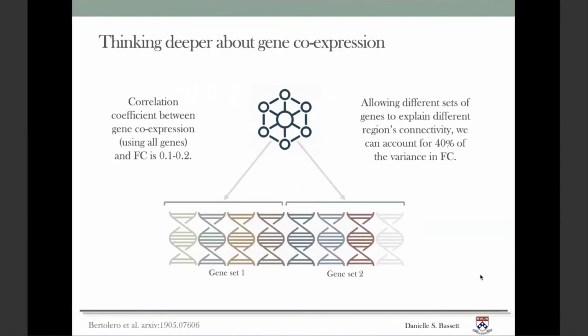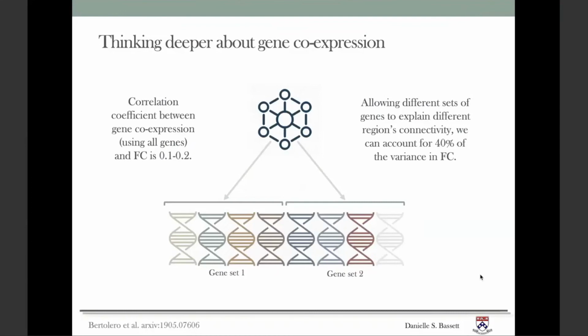And that is that everything that we did there was taking all genes at the same time and their co-expression to predict whole brain functional connectivity. But if we actually study the correlation coefficient between the gene co-expression matrix using all genes and functional connectivity, that correlation value is about 0.1 to 0.2. So not huge. We're not predicting a lot of variance. And if you go back to the slide where I had all of the different frequency bands, you just look at that tiny gene co-expression bar, it was very small, right? So that's not necessarily doing a great job in explaining functional connectivity.